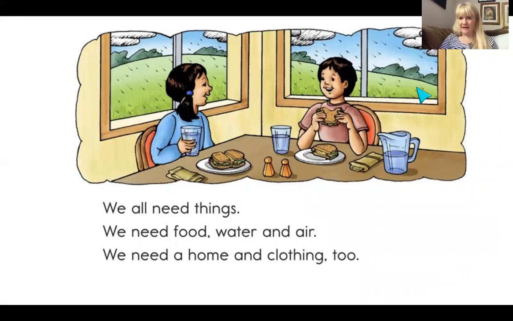Outside, we can see that it's raining. That's another example of water. We can see clouds, and that kind of reminds us of air because we can't see air.